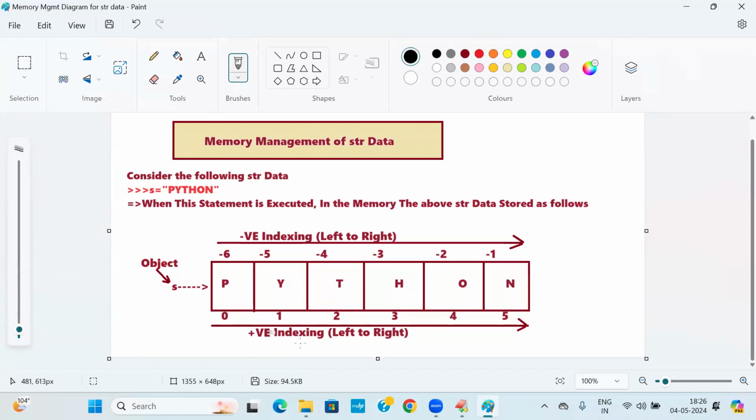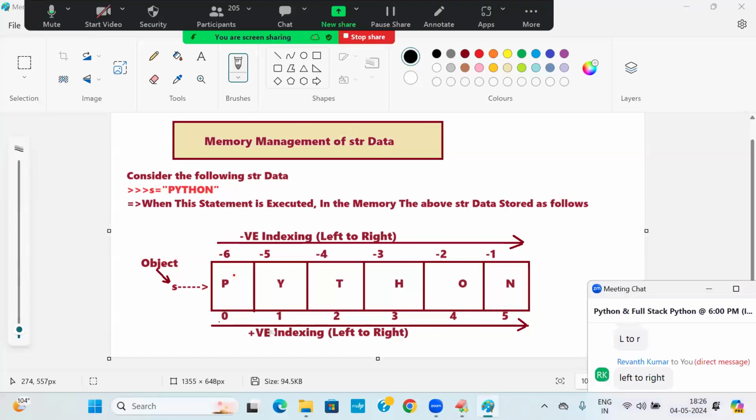Python programming: Python has 6 letters, programming has 4 letters... that is 10 letters. One space is also there, so total 11. It starts from 0 and the last one is 10. 0 to 10, how many? 11. Understood? And the negative indexing starts from where? Minus 6 to minus 1. You know how to assign that.